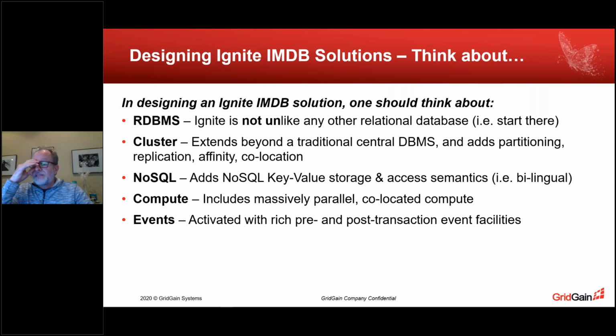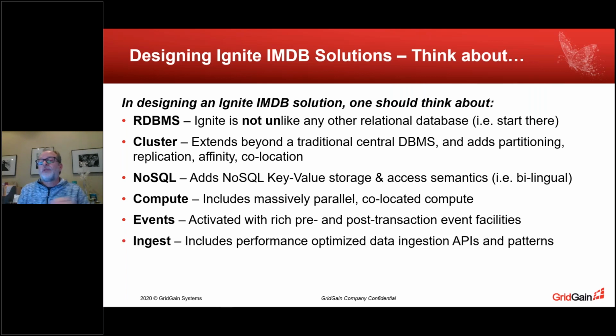Events. Ignite is equipped with rich pre and post transaction event facilities. How would we want our database to support events? So it's not just triggers like you would have in something like a SQL Server environment, but it's a full interceptor, filter, streaming, all this processing we have capability for. So let's think about how we do that. And then ingest. We've got performance optimized APIs and facilities. How will ingest affect how we design our IMDB?